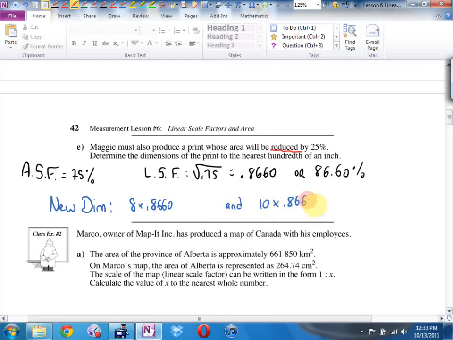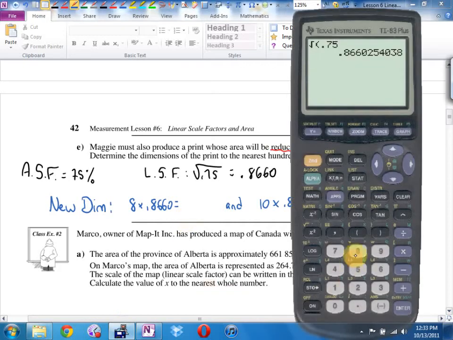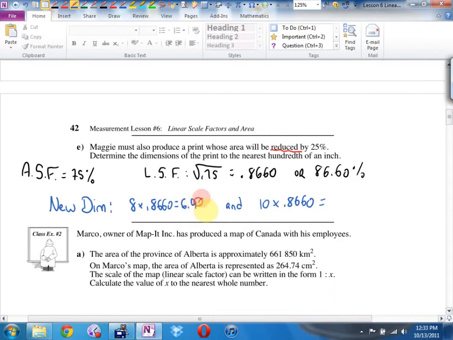What do you get? 8 times 6.93 and 8.66 centimeters. If you're finding this a bit tricky, this is a bit tricky.